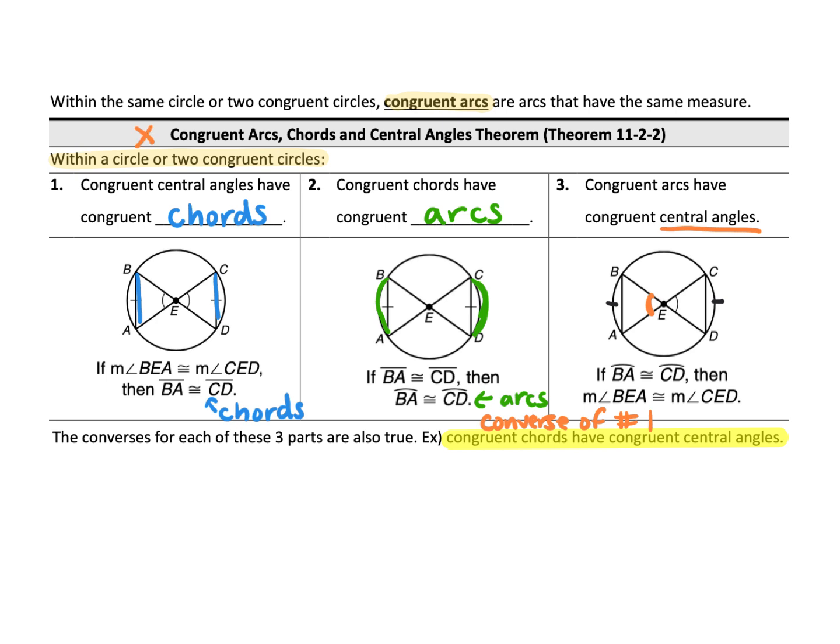I like to think of this theorem as basically, if you have congruent arcs, you also have congruent chords and congruent central angles. Or if you have congruent chords, then you have congruent arcs and congruent central angles. And if you have congruent central angles, you can conclude that you have congruent arcs and congruent chords. So if one of these is congruent, the other two are also going to be congruent.